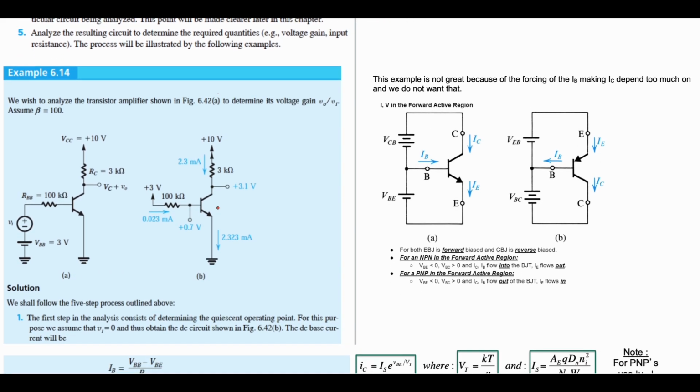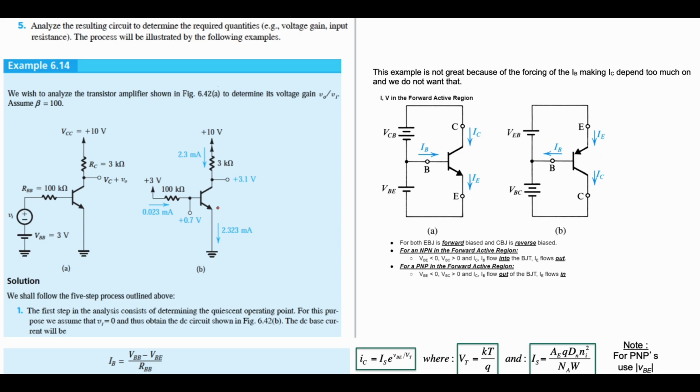So the first one is what we have here. Now this example is not great because of the forcing of our IB, making IC depend too much on it, and we don't want that. If our beta changes, our IB is going to change drastically, and that is just something that we don't want, because we want to be more independent of our beta.